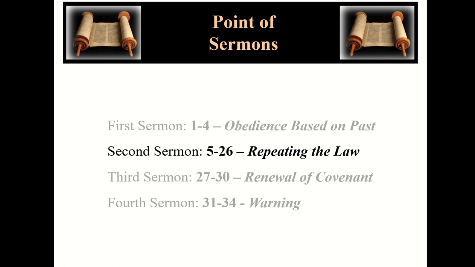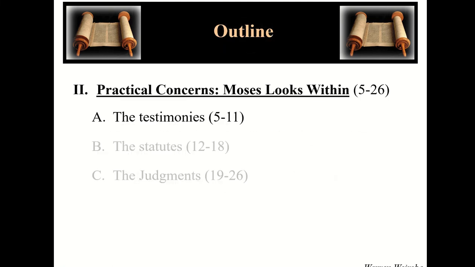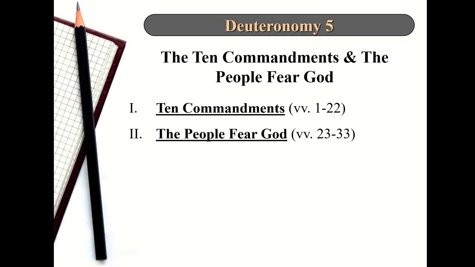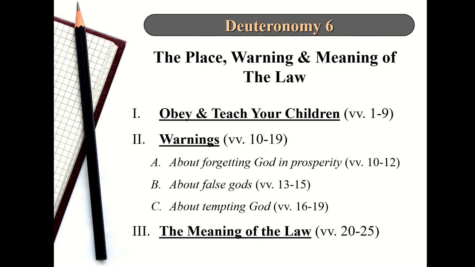Now this is the longest sermon, the second, 5 to 26. It's the repeating of the law. And it deals with three things, as Wiersbe outlines it: the testimonies, the statutes, and then the judgment. So let's get 5 through 11, the testimonies. He starts with the giving of the Ten Commandments. They've already been given, but he reemphasizes them, and the text talks about the people fearing God.